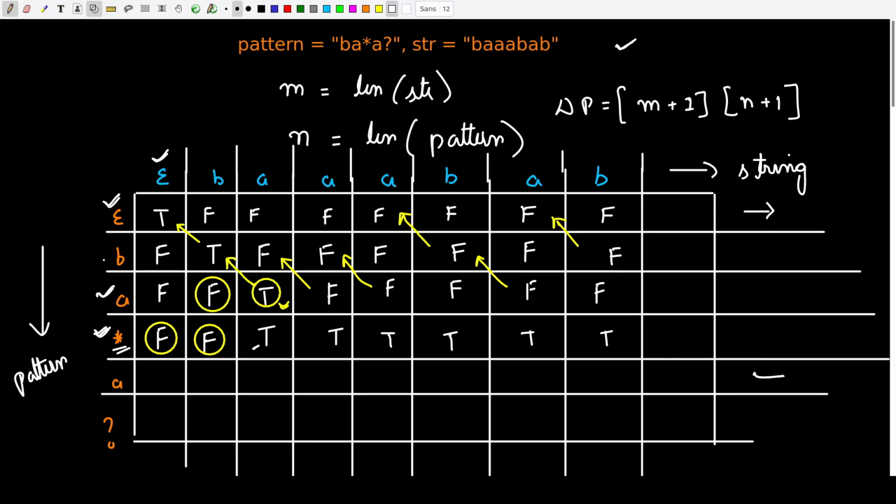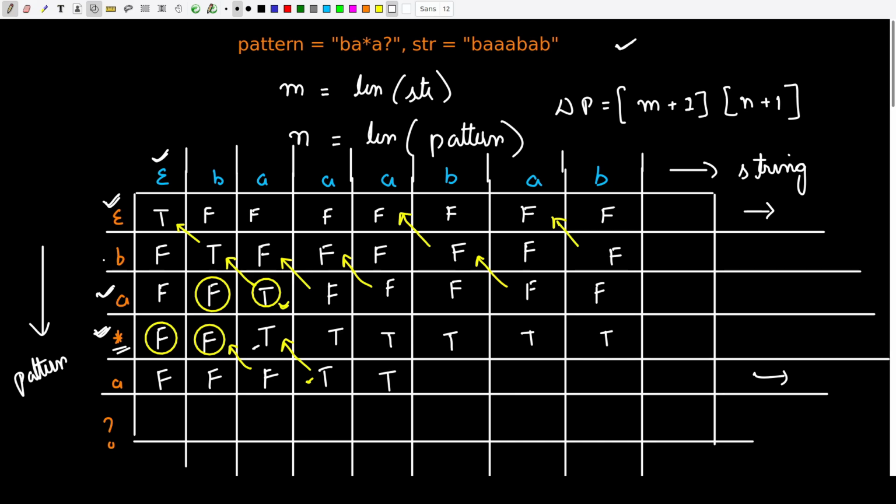Now let us populate this row. For this row again, this entry will be false, and here the character does not match, so false. Here the character matches and this entry is set to false, because of which the value will be false. For this case, the character matches and this entry is set to true, because of which we are going to mark it as true.